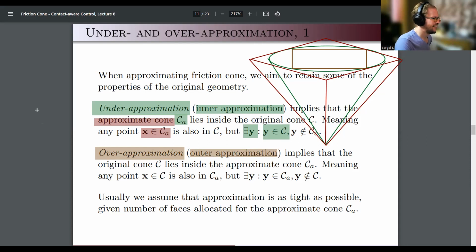And we assume that the approximation is tight, so we don't just do random stuff. We don't just make them huge or tiny. The tightness of approximation depends on the number of faces, but given the number of faces, we want to be as tight as possible. If we think that our mu is too generous or too small, we can work with it directly, but that has nothing to do with linear approximation. That is more a question of modeling the original friction.